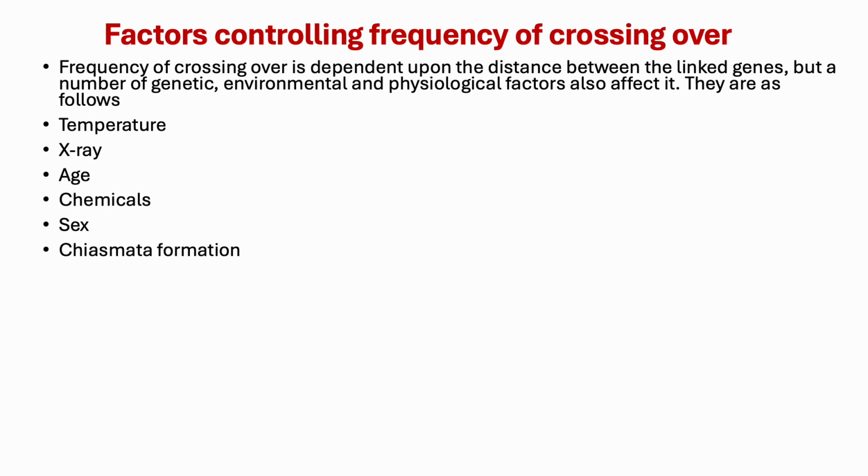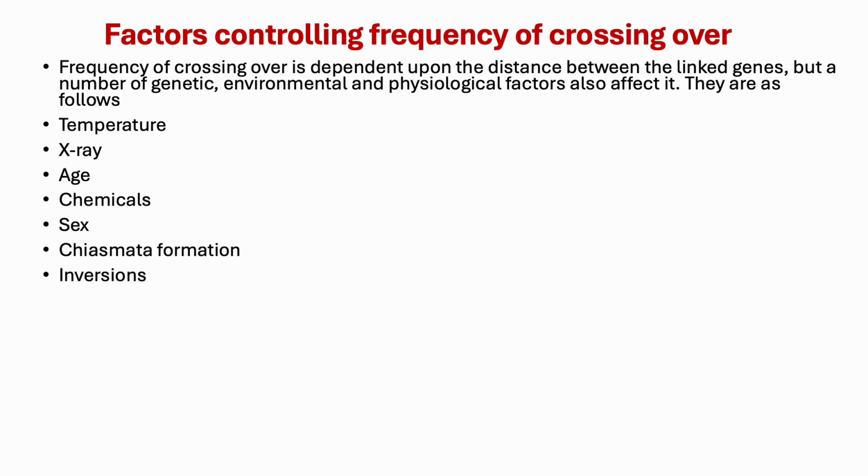Then the next factor being chiasmata formation. The chiasmata formation at one point discourages chiasmata formation at other point in the vicinity. This phenomenon is known as interference, which we have seen in the multiple crossovers. At that time I had referred to the term interference. So if chiasmata formation happens in one place, it will not allow the formation of the chiasmata in the vicinity. That is called interference in chiasmata.